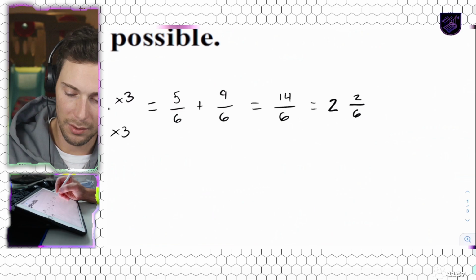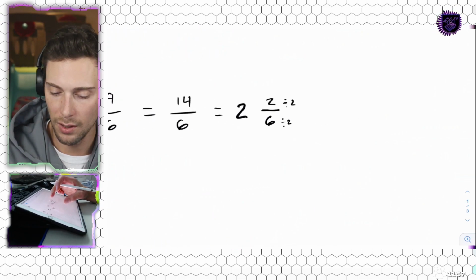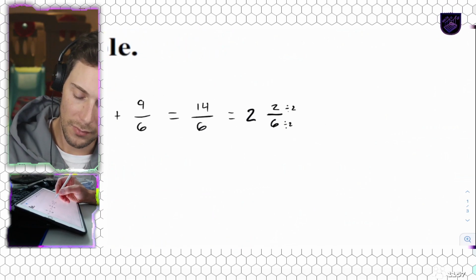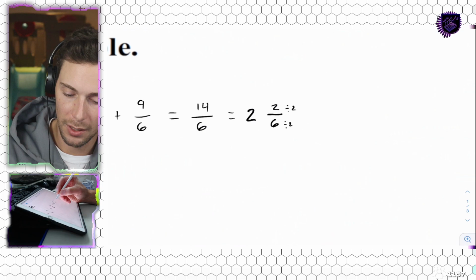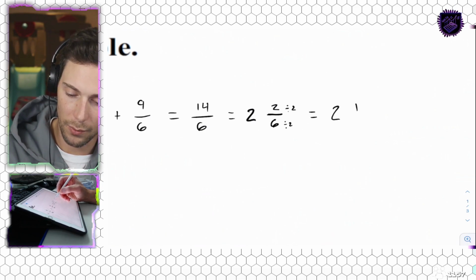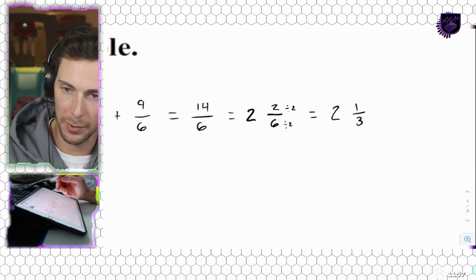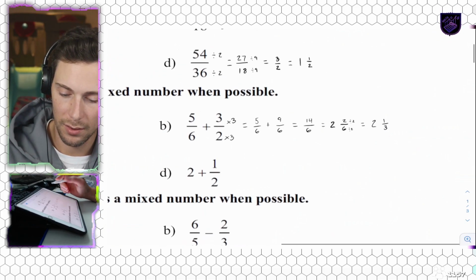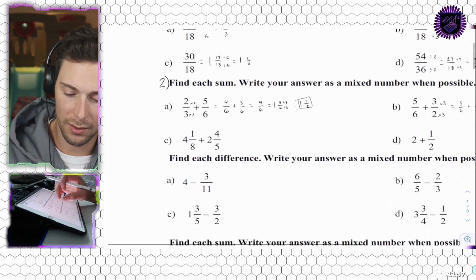And that, of course, can be divided by 2. The GCF of these two numbers is 2. So it can be simplified further. And it will give us the answer of 2 1/3. That will be our final answer. Box our answer. Next question.